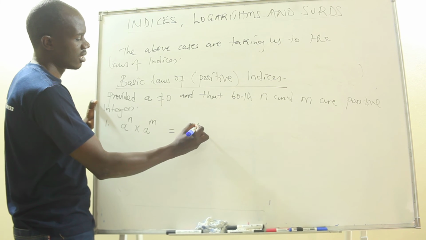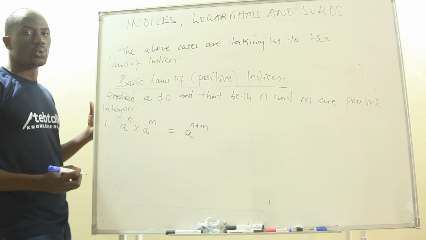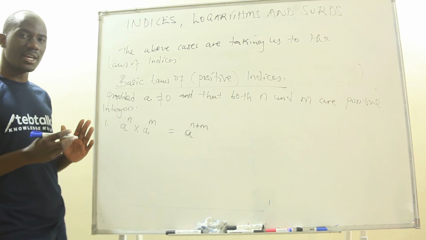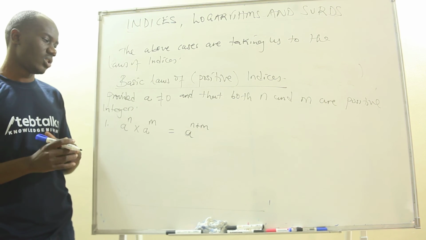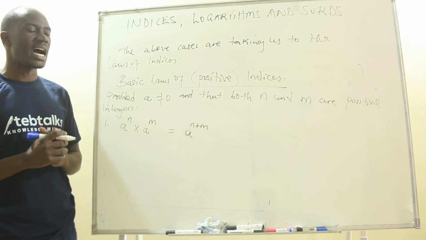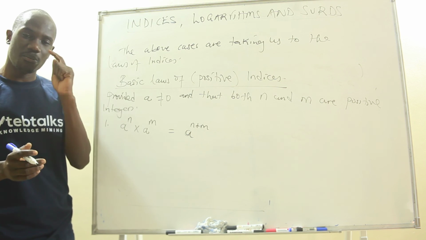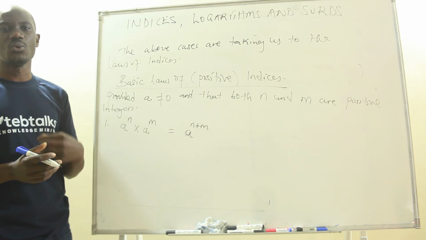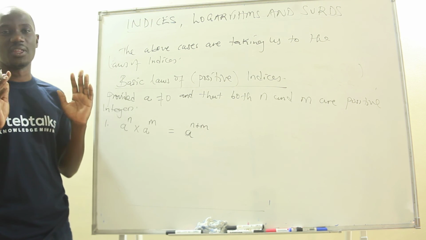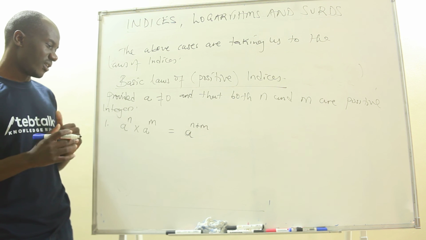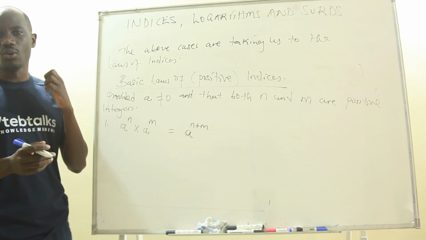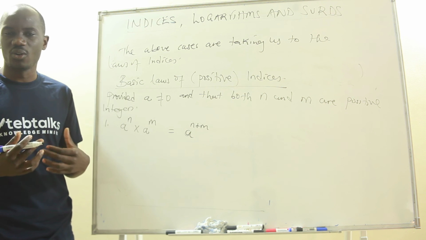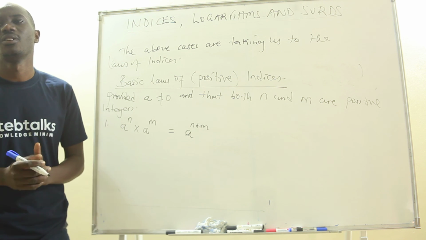A power n plus m. So you can see that when we are multiplying numbers of the same base, we automatically add the powers when the bases are the same. But when you find that the bases are not the same, then you are not supposed to follow that rule. So that's the first attempt on it. We are going to be developing more and more laws until we achieve the best.